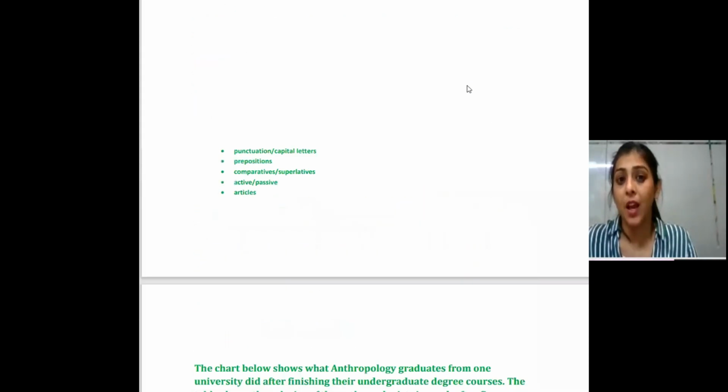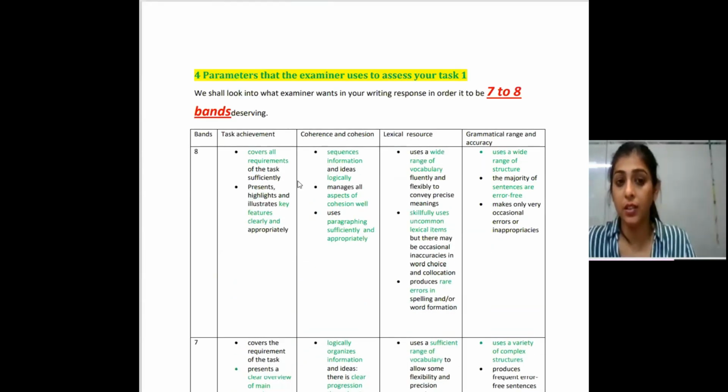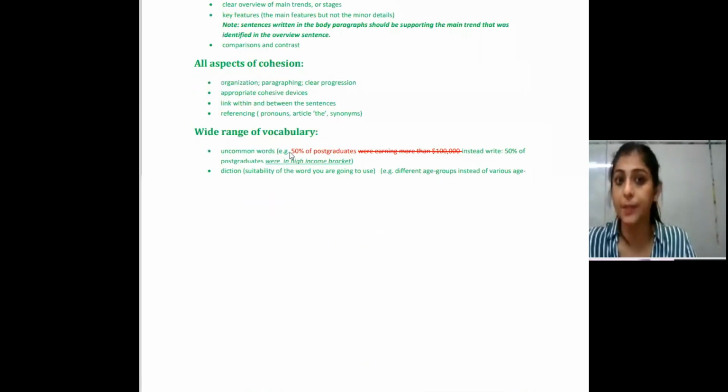Alright, so here I'm going to take you to the task achievement criterion once again. Here it asks you to cover all requirements of the task sufficiently. If you want to score 8 band, you need to cover all the requirements of the task. Now, what are the requirements of the task? As I read the instruction under the actual task, the requirements were that you select the important features and report them and make comparisons. Now, I'm going to tell you about these requirements in detail, most probably with examples.